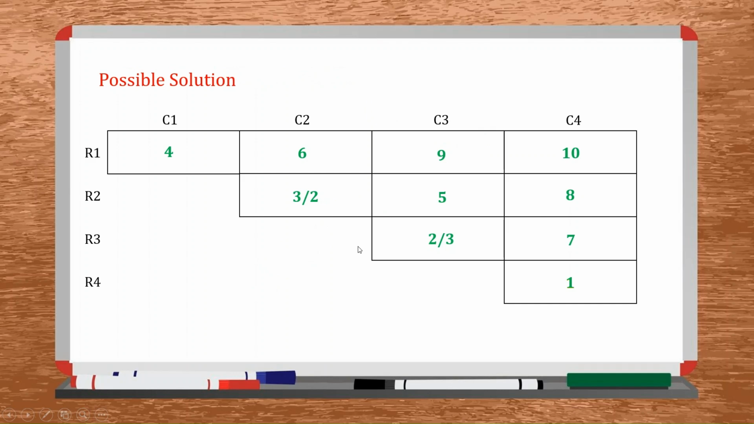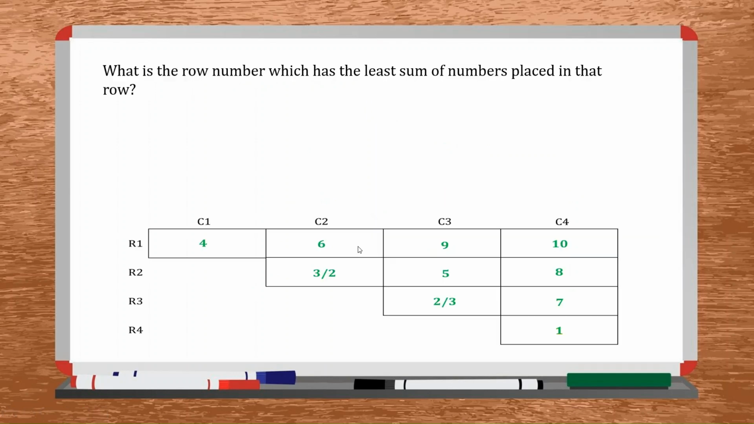Now, let's look at the questions that we have. The first question is, what is the row number that has the least sum of numbers placed in that row? So if you see the rows, R4 only has one number, which is 1. So obviously the answer here would be row number 4.